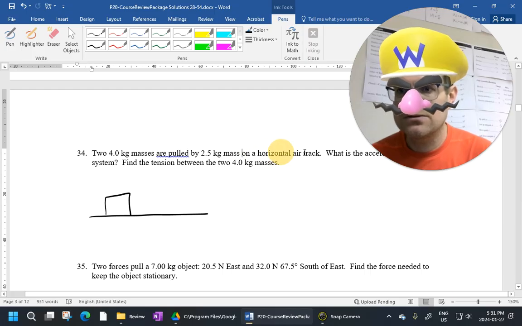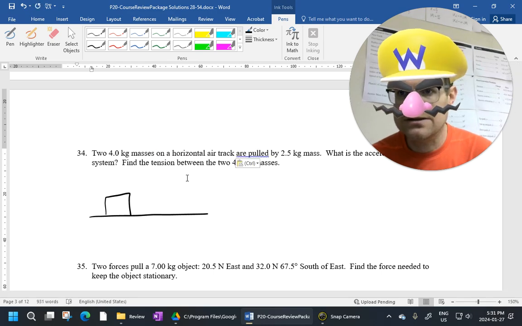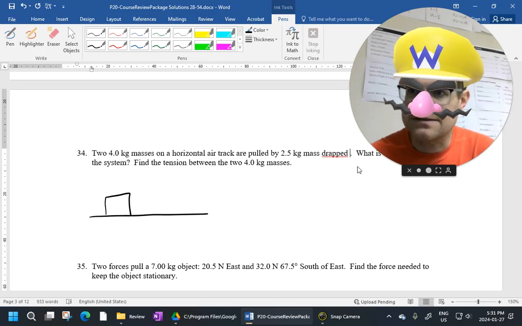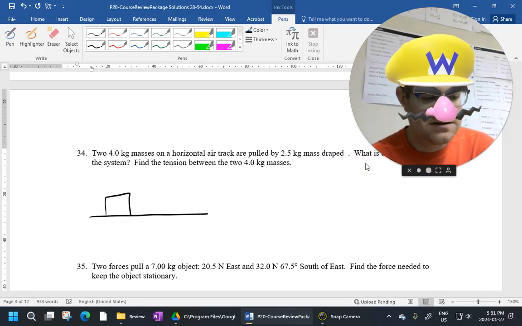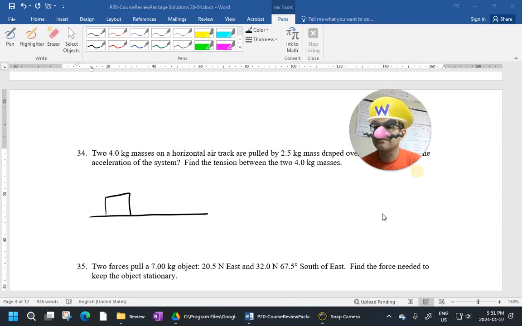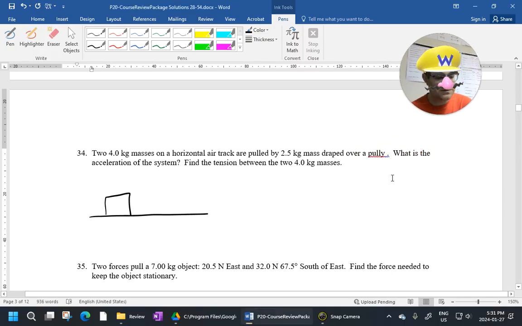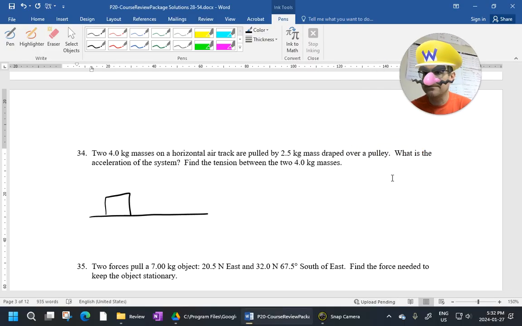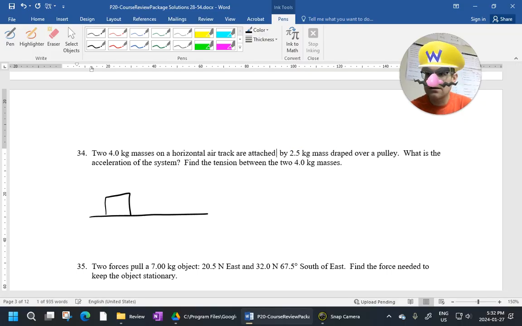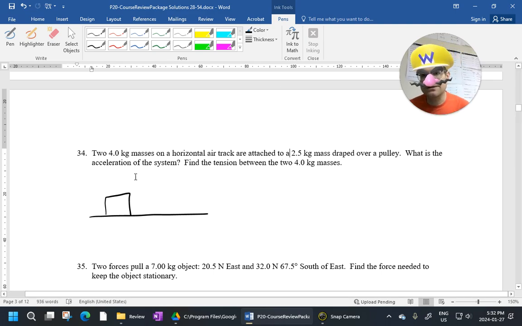Two masses on a horizontal track are pulled by, that's how you spell draped, draped over a pulley. Attached to a draped over a pulley. There we go. Let's go with that. I think that's what they wanted to do in this question here.